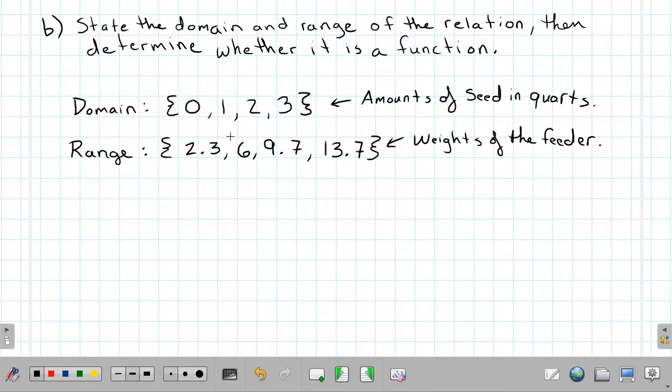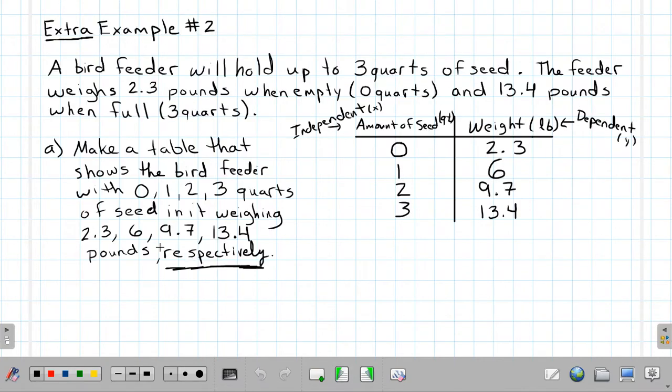So once again, domain and range, if you have the tables, pretty easy. Just make sure there's no repeats when you're talking about domain and range in terms of x's or y's, okay? But since we didn't repeat anything, that actually immediately tells us that this, once again, just like the last example, is a function. Now let's logically think about why this is a function. If I put a different amount of seed in, am I ever going to get the same amount of weight?